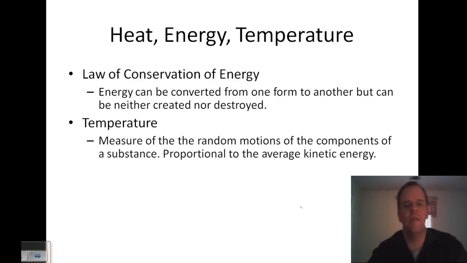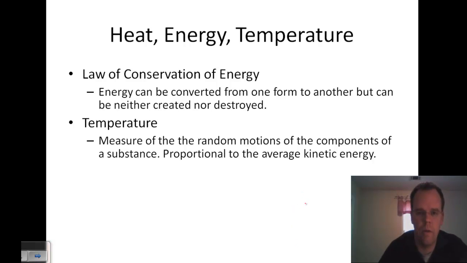Temperature is one of the main things that we deal with in this class. Temperature is a measure of the random motions of the components of a substance. So how fast the particles are moving. Now understand that some particles are moving faster, some particles are moving slower, and we find sort of an average of the movement of the particles to determine temperature.